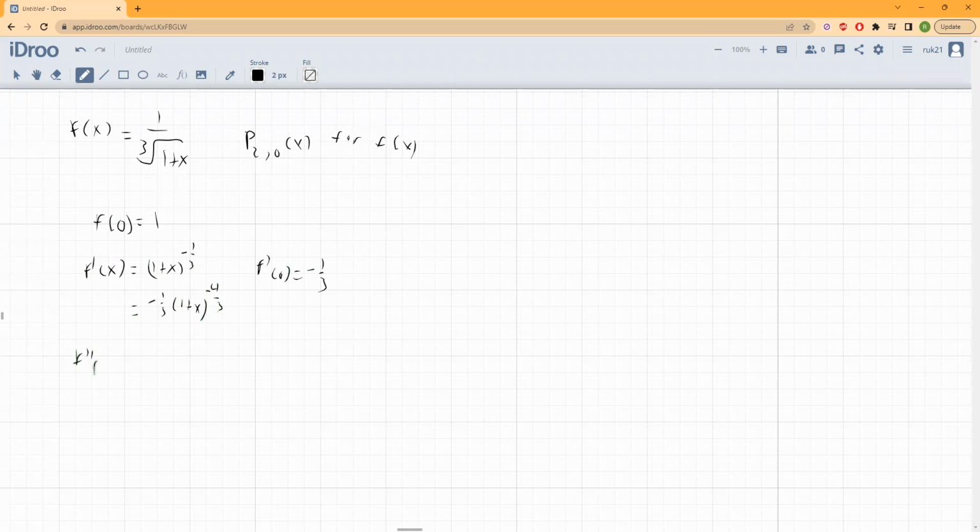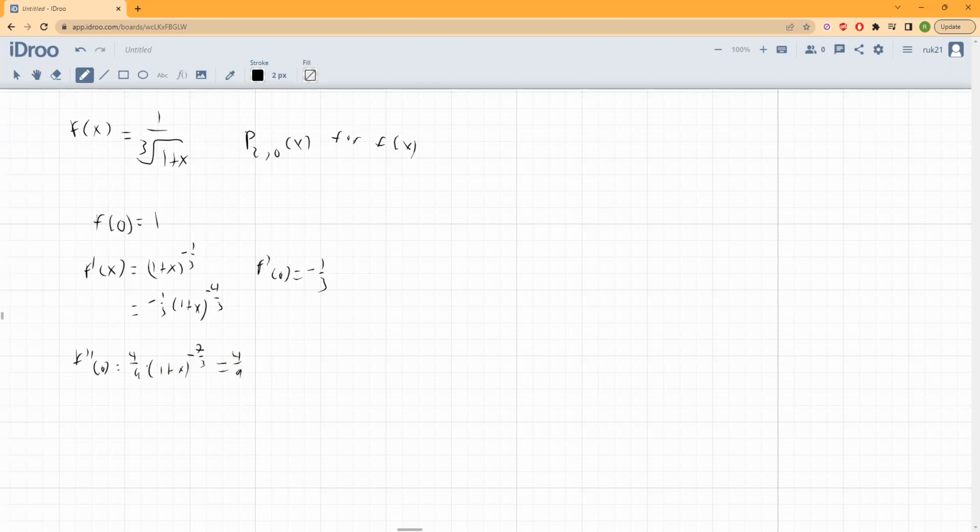Finally, f double prime at x is going to give us a result of 4/9 times 1 plus x to the power of negative 7/3. And again, if we plug in 0, the result we get is 4/9.